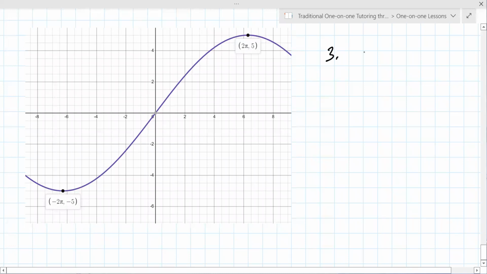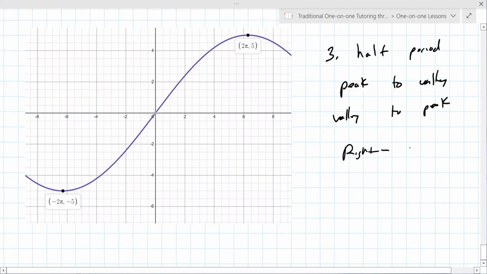But the third possibility is they give you half a period. They give you peak to valley or valley to peak. Okay, so again, what you do is that right minus left, 2 pi minus 2 pi, which is 4 pi. But that's only half of it, so you have to double your period.